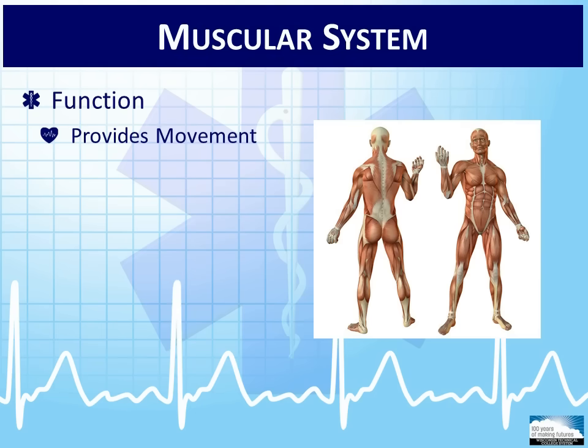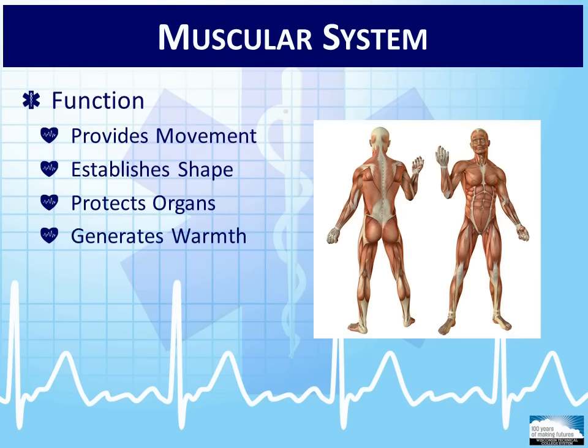This movement is not just that associated with gross and fine motor functions such as standing, sitting, walking, and manipulating objects in our environment, but the muscles are also responsible for the movement of blood within our body and air in and out of our lungs. Our muscles give our bodies their shape. They provide additional protection for our vital organs and vessels, and because muscles consume a lot of calories, they also generate our body heat.